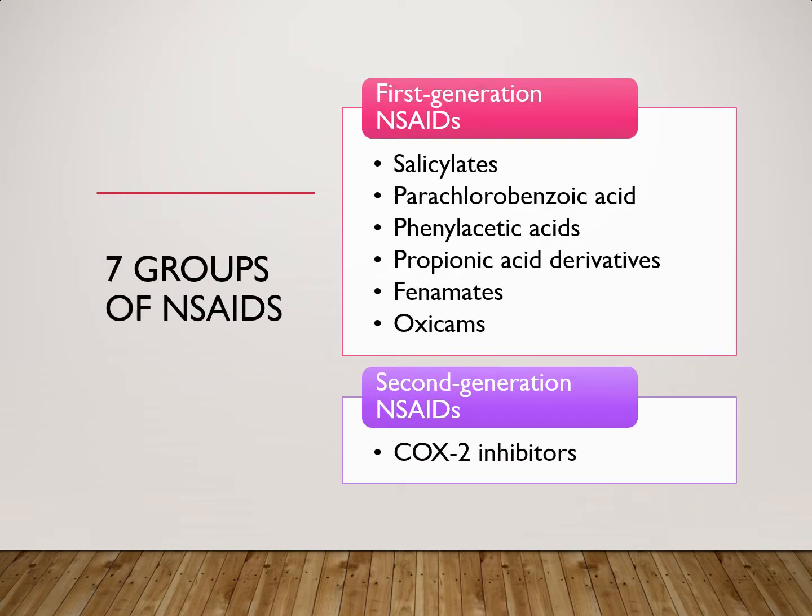There are 7 groups of NSAIDs. The first generation NSAIDs: the salicylates, the parachlorobenzoic acids, the phenylacetic acids, the propionic acid derivatives, the fenamates, and the oxicams. And here's where we have our COX-2 coming in. These are our second generation NSAIDs.